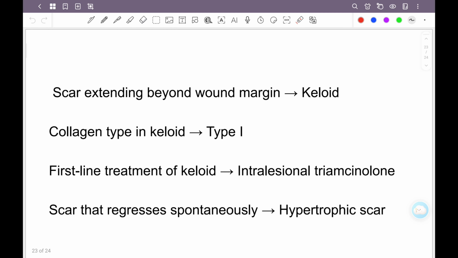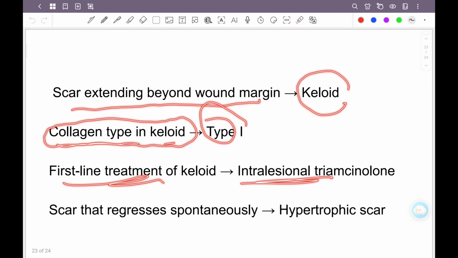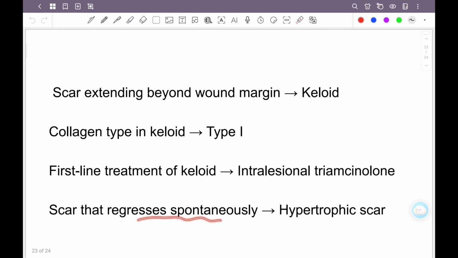A scar extending beyond the wound margin is called a keloid. What is the collagen type in keloid? Type 1. The first line treatment of keloid is intralesional triamcinolone. A scar that regresses spontaneously is called hypertrophic scar, and a scar that goes progressive is called keloid scar.